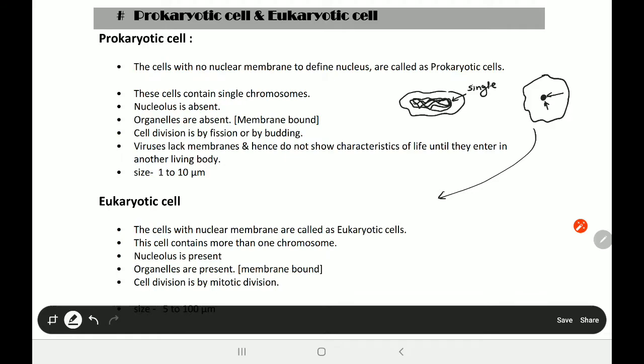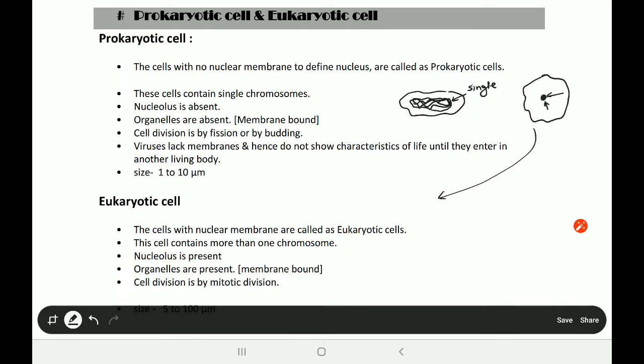The nucleolus is a part of the nucleus, which is inside the nucleus. This nucleolus is absent in the prokaryotic cell, and of course it is present in the eukaryotic cell. Organelles, that means organs of the cell.